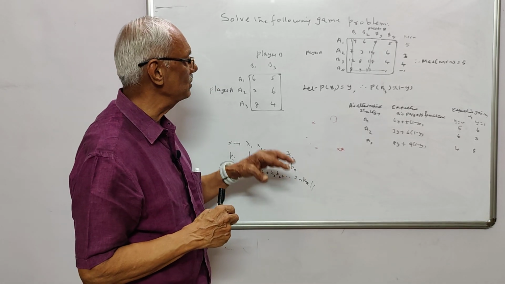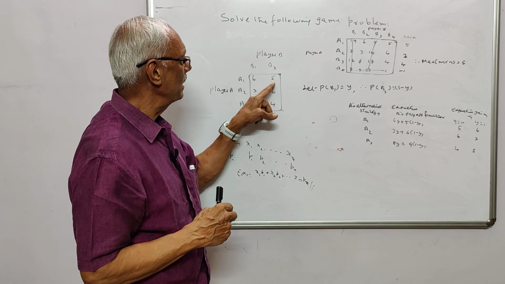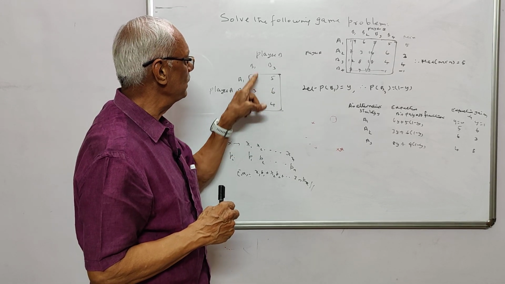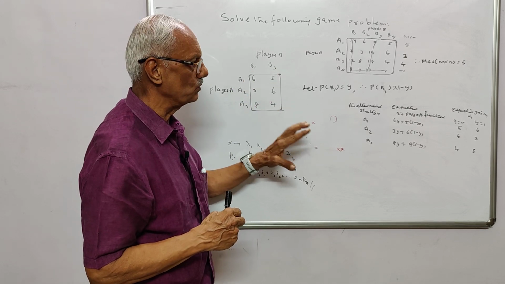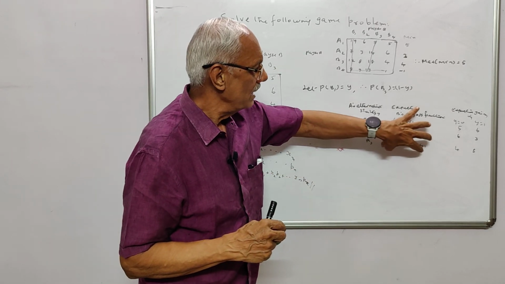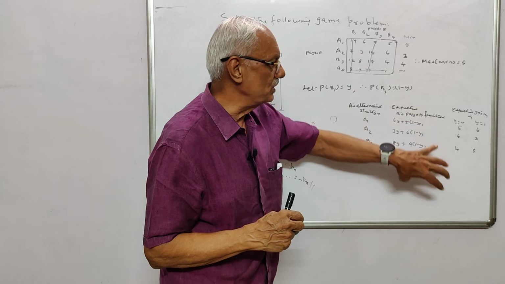So you see that I am going to use the same idea here. 6 into y plus 5 into 1 minus y. 3 into y plus 6 into 1 minus y. 8 into y plus 4 into 1 minus y. So this is called your expected payoff function.